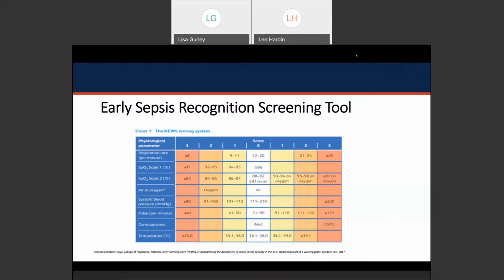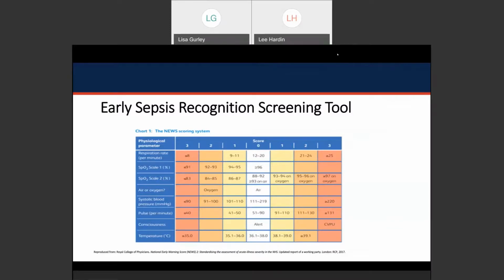Another variable is temperature measured in degrees Celsius. Keep in mind that a temperature of 38.3 degrees Celsius is about 100.4 degrees Fahrenheit, and a temperature of 36 degrees Celsius is about 96.8 degrees Fahrenheit. In sepsis, temperature is often elevated in response to pyrogens released from the invading microorganisms, and in response to immune mediator activation, and also increased metabolic activity.